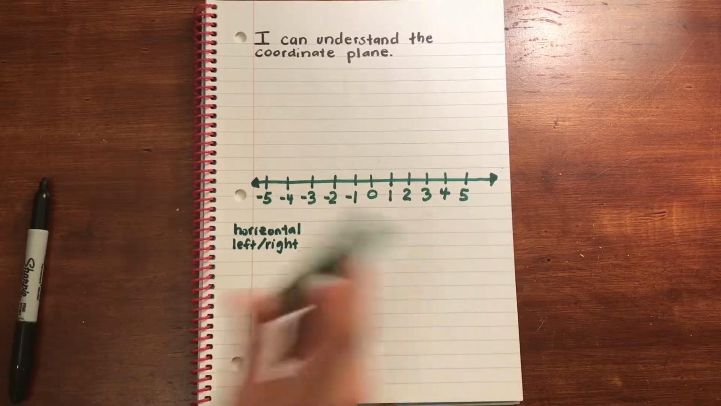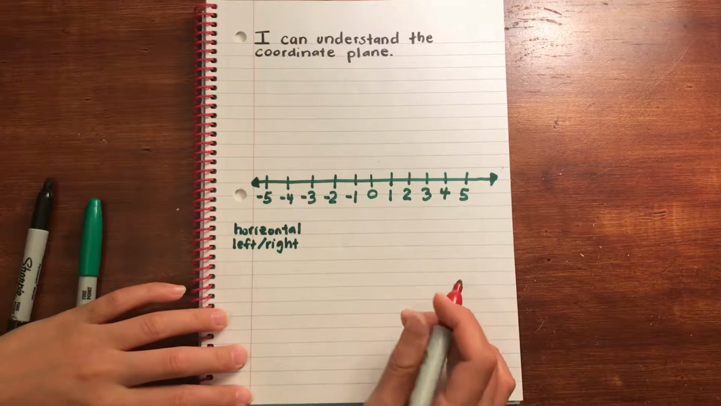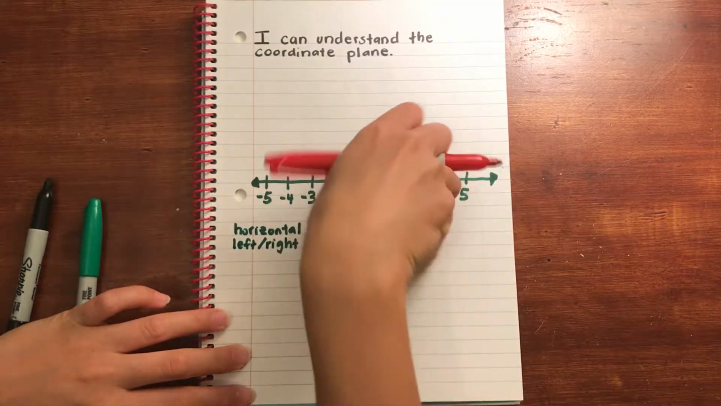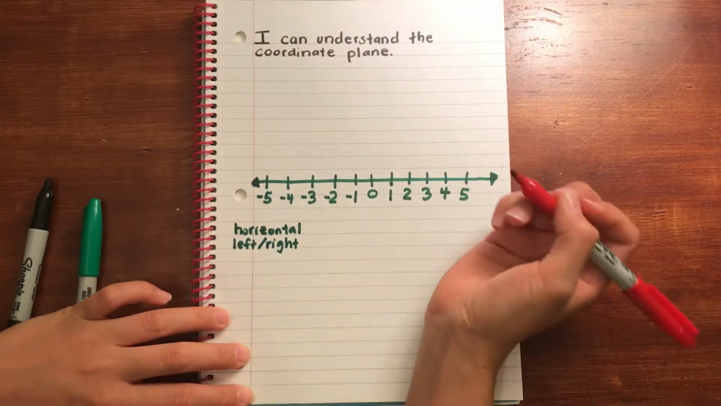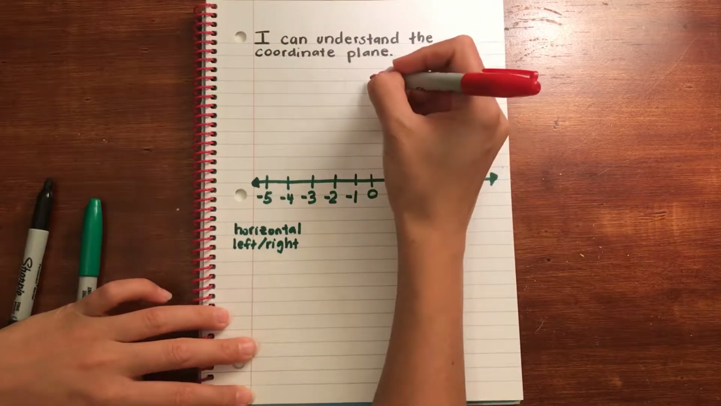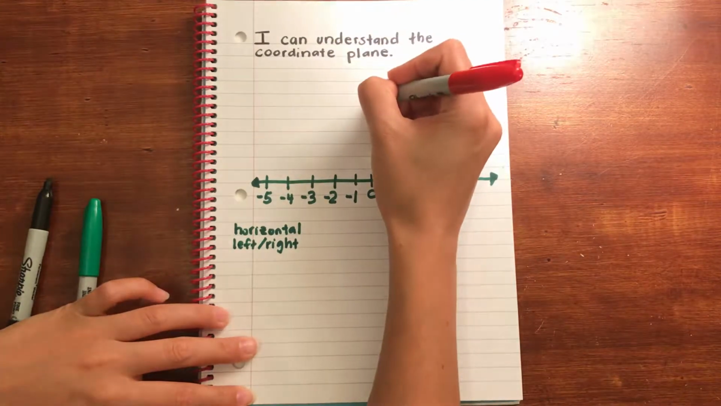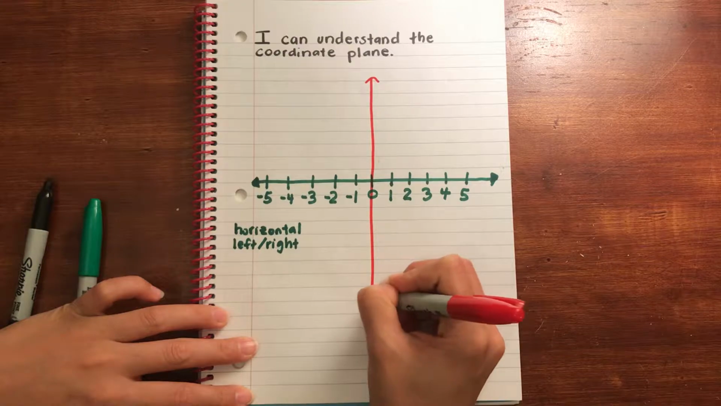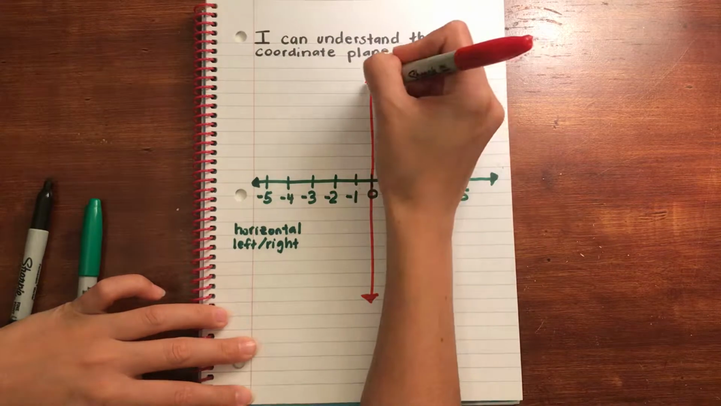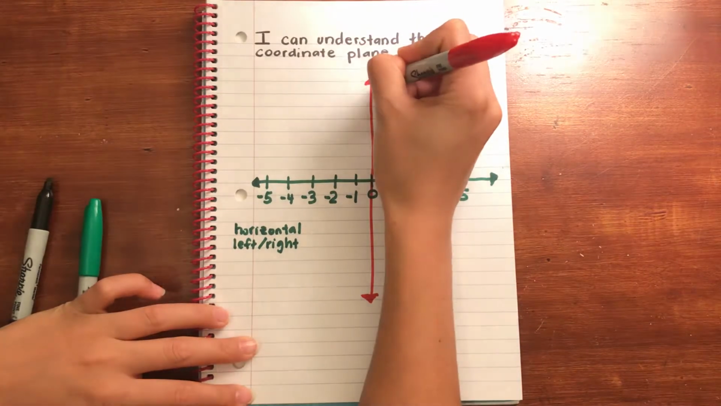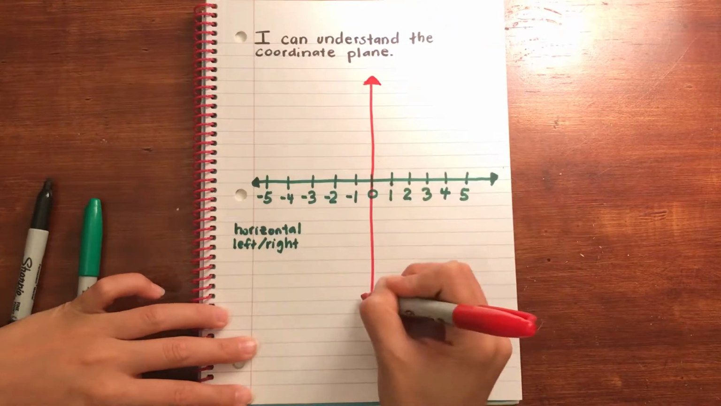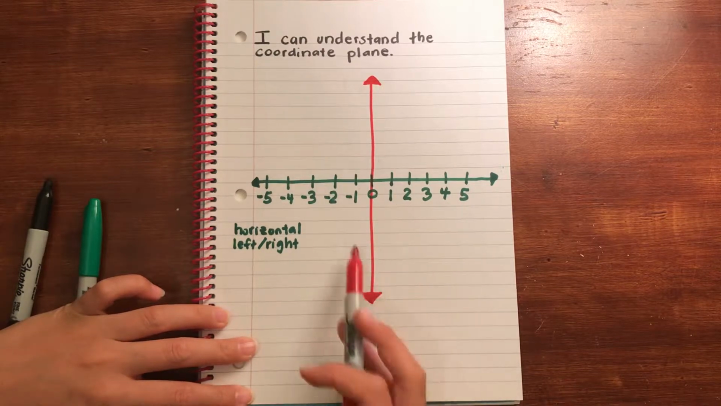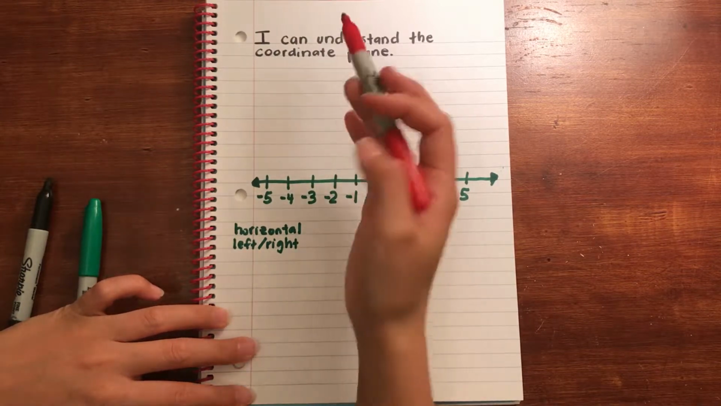Okay, now let's look at a different number line. This time I want to shift it so it's a vertical number line. I'm going to draw this number line straight through the 0 on the horizontal number line. Let's not get ahead of ourselves. Think about a thermometer. A thermometer has a vertical number line, right? It's up and down.